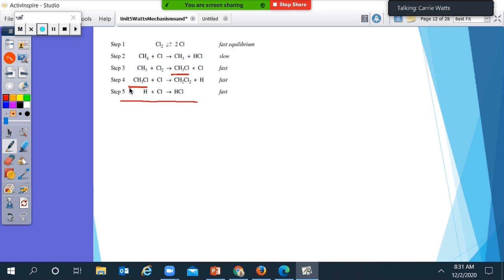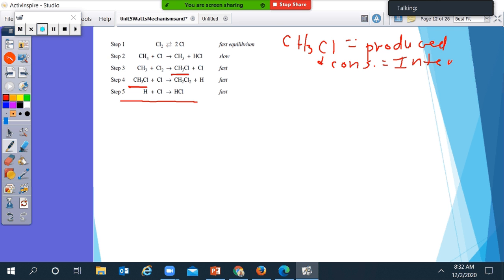So I've underlined what they've asked for, CH3Cl. What I can see is it's not in the original reactant, and it's going to cancel out. So the answer is going to be an intermediate because it's produced and consumed. If it was a catalyst, it would be at the beginning and it would show up at the end. So it's an intermediate because it was produced and consumed.